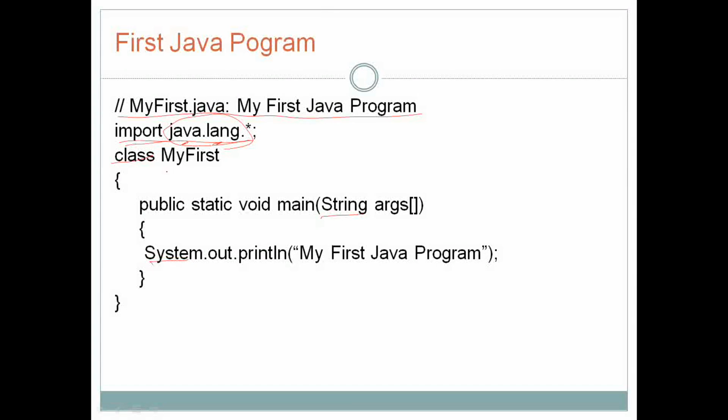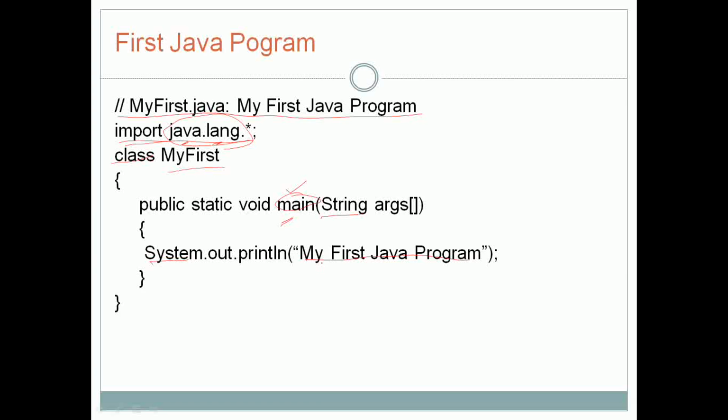And there is a class, and my first is the name of the class, and this is a class which contains the main method, and the class which contains the main method is called an executable class. Now whenever we execute this class, the JVM looks for the main method inside this class, and this program sends a message to the console. That is my first Java program.